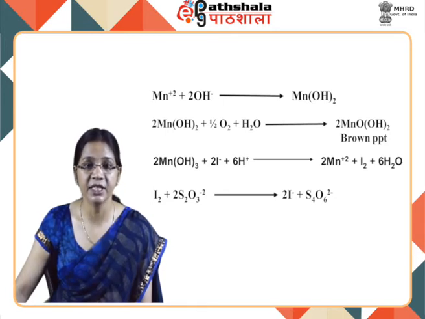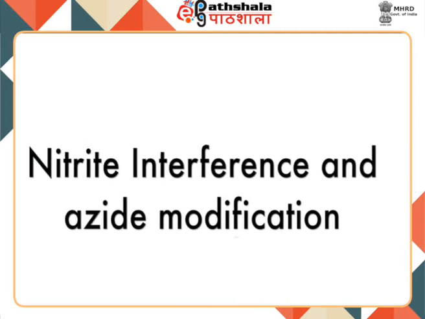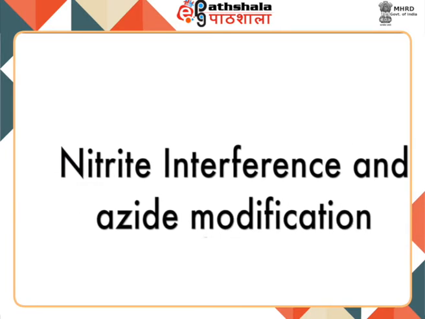Mn2+ ion under basic condition converts into the brown precipitate, and then this brown precipitate of manganese hydroxide reacts with the iodide ion and iodine is liberated. The liberated iodine is titrated with standard thiosulfate solution, and the dissolved oxygen is measured by the volume of the thiosulfate multiplying it with the normality and with the equivalent weight of oxygen divided by the volume of the water sample taken.